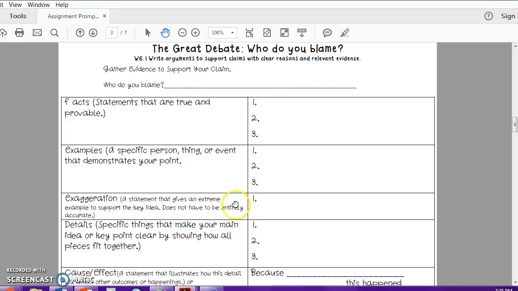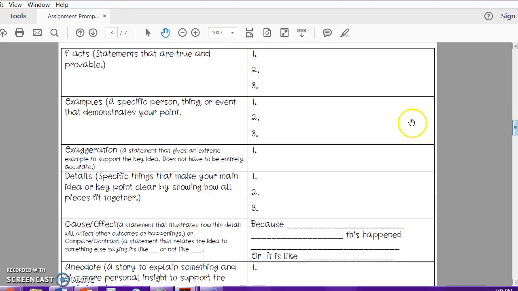All right, moving on. An exaggeration. Well, you all know what an exaggeration is, or at least once I tell you this, you will. So think about a hyperbole. I'm so hungry, I could eat a horse. Well, yeah, so you're using a statement to support your key idea, and it doesn't have to be entirely accurate or entirely true. Okay, so you may have to make up part of your exaggeration. However, your exaggeration must make sense. So it can't be way off in left field and have nothing to do with the Titanic or what happened.